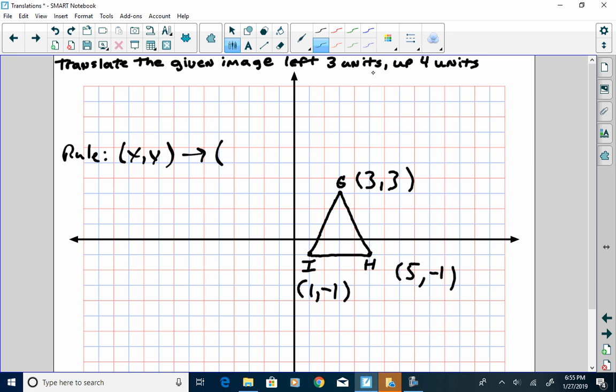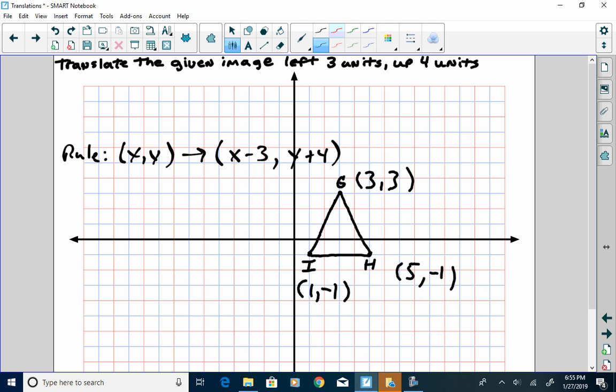In our X direction, we're moving 3 left, so that means we have to take 3 away from each one of our X values. It's going to be X, take away 3. And for the Y value, because we're going up 4 units, it means we're adding 4 to each one of our Y values. So the Y value, we would have to add 4. So that's what our rule would look like using the translation notation.